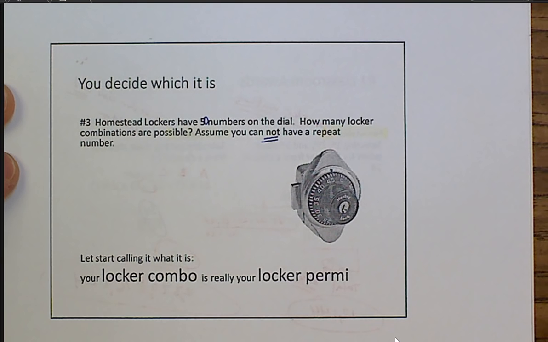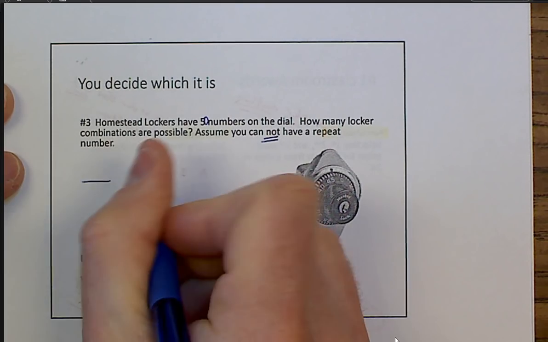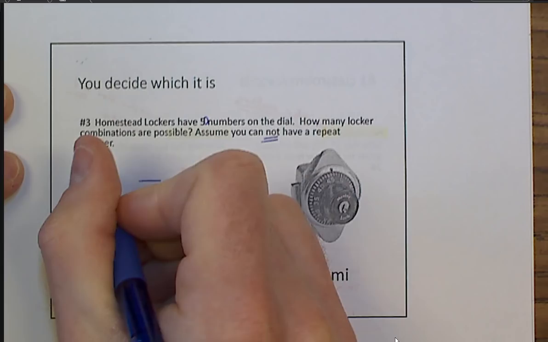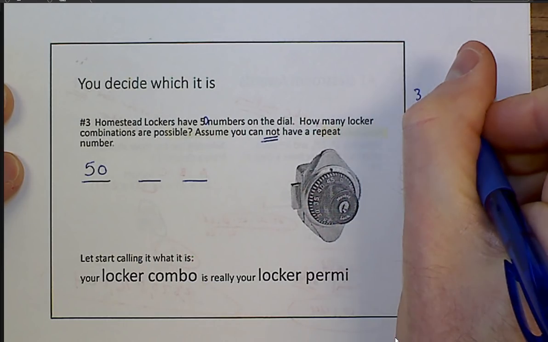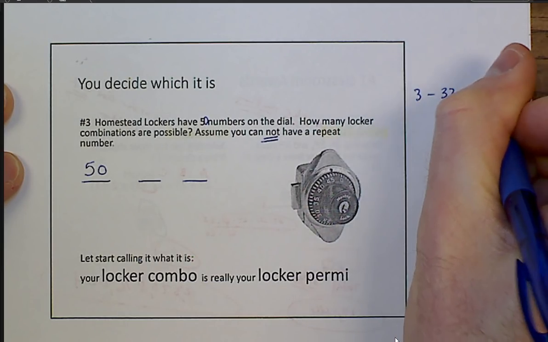Okay, well, what does that look like? Really, that's going to look like this. We have 3 numbers. For the first number, we have 50 possibilities. Well, once that number is taken, so, you know, let's say we have like 3, 33, and 12 as our locker combination.